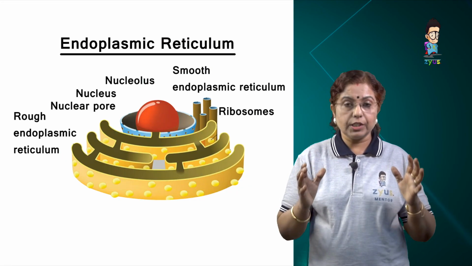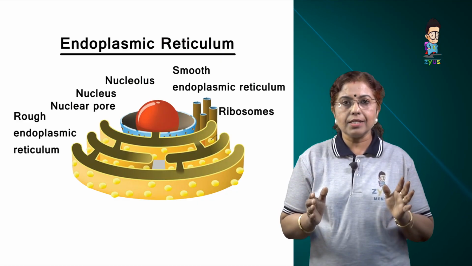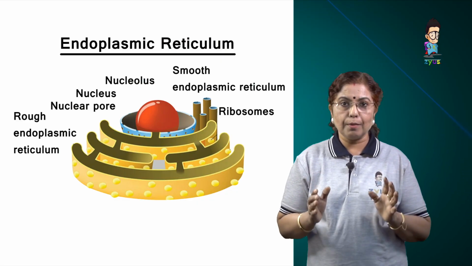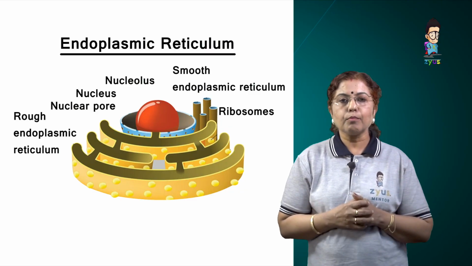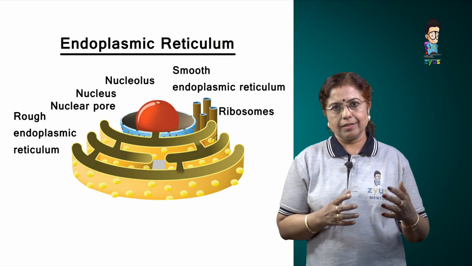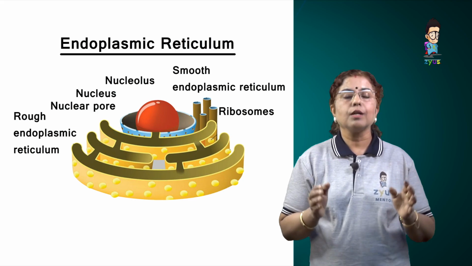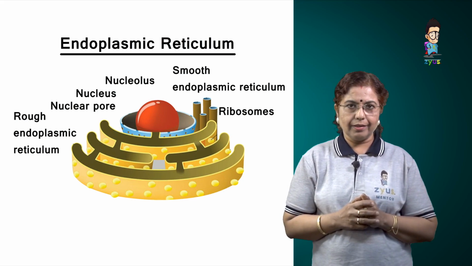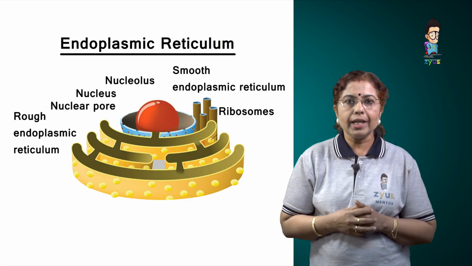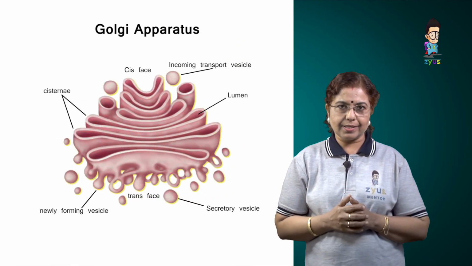In some vertebrates, in the liver cells, the endoplasmic reticulum plays an important role in detoxifying poisons and drugs. So endoplasmic reticulum is one of the most important organelles in a cell. The next important organelle is Golgi apparatus.